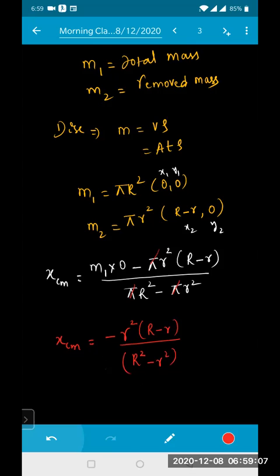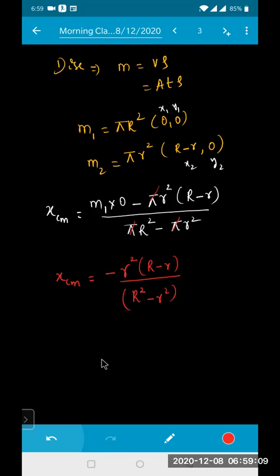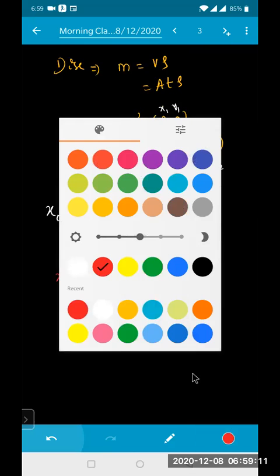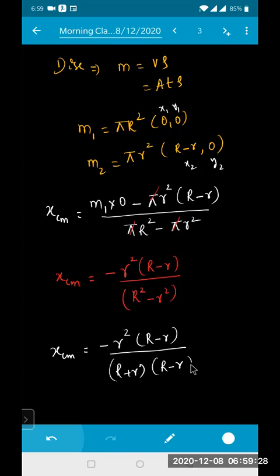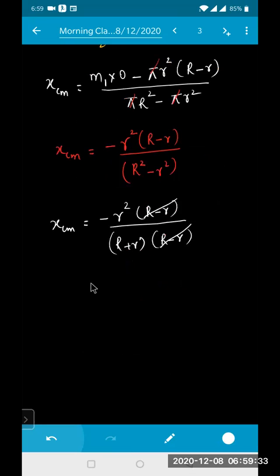Can I simplify this further? How do you write this one? XCM is equal to minus r square into (capital R minus small r), divided by (capital R plus small r) into capital R... Now we can cancel, it gets cancelled. So XCM will be equal to how much for me?